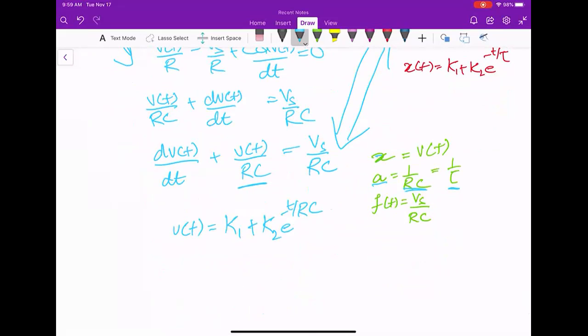Okay, so we got this. But what is the problem now? We now know the solution, but in this solution we don't know K1 and K2. We can know RC by knowing the values of R and C, but right now we don't know these things. So what should we do to find them out? First, now that I know the solution, I will substitute the value of V of t into the differential equation.